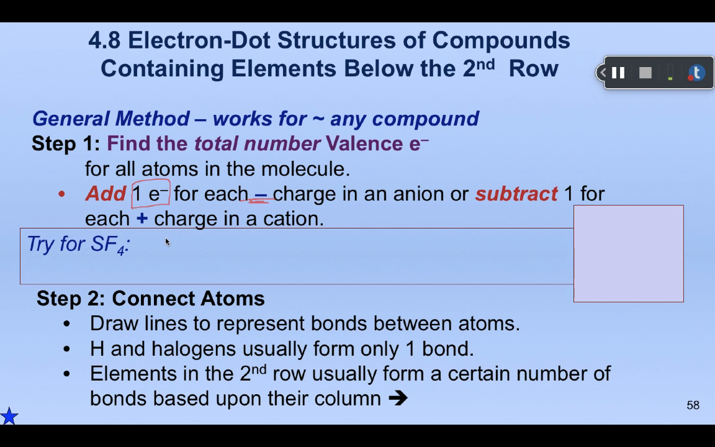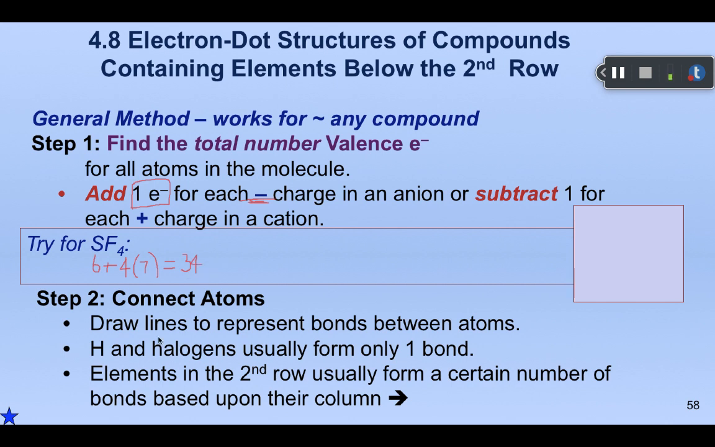So how many total valence electrons? Sulfur is group 6, so there's 6 electrons there. And then fluorine, well, let's see, group 7 still. So 4 times 7 is 28. And so 6 plus 28, if you can do your quick math here, I hope that looks like 34 electrons.